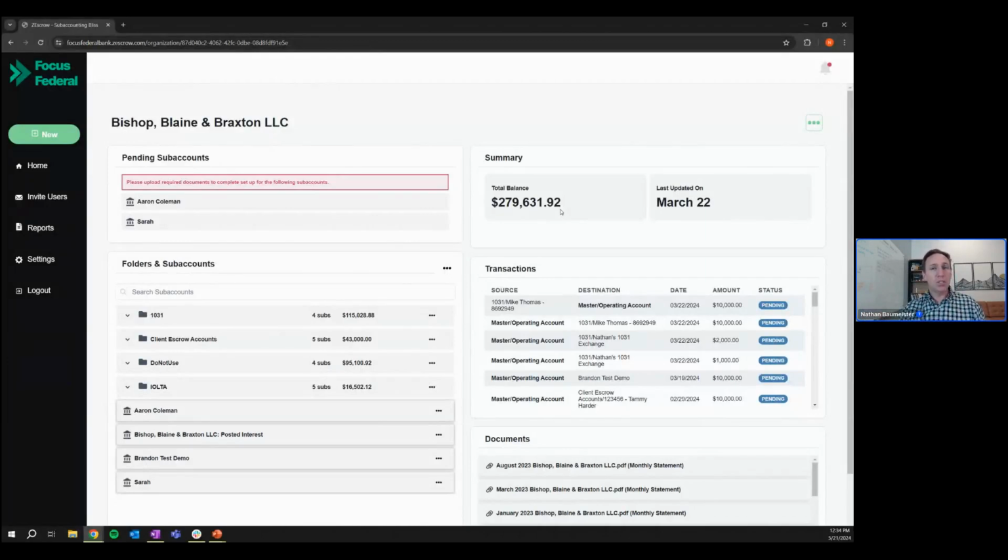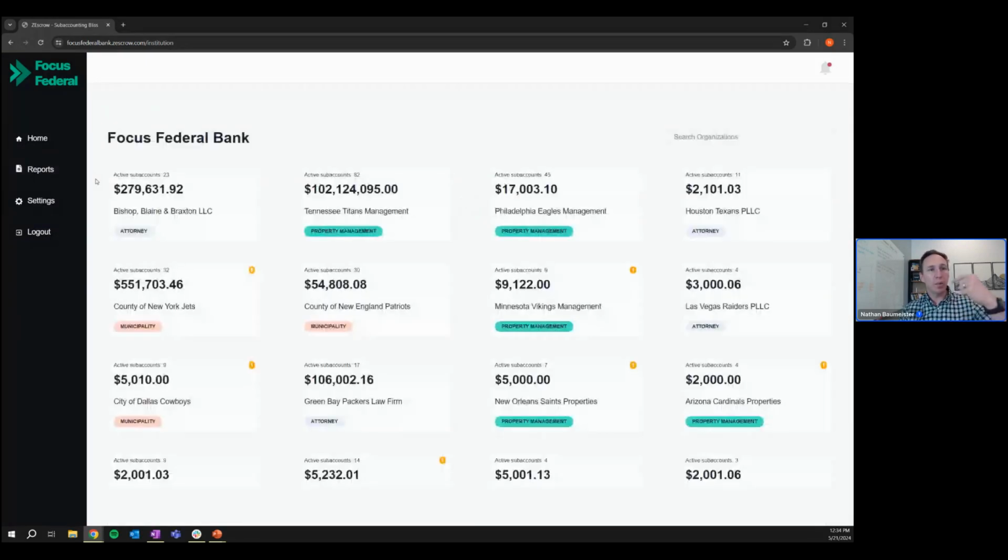From an FDIC insurance perspective, as there is a beneficiary associated, they are individual accounts. Also, when you have a legal requirement not to have funds commingled, they are considered separate accounts. It's just that the record keeping is on the ZEscrow platform, whereas the funds are sitting in a holding account for Bishop Blaine and Braxton. So if I went a step higher up and went back to the bank's view, on the core, they would have one account for Bishop Blaine and Braxton for $279,000. They would have a different one for Tennessee Titans Management for $102 million, and so on and so forth.